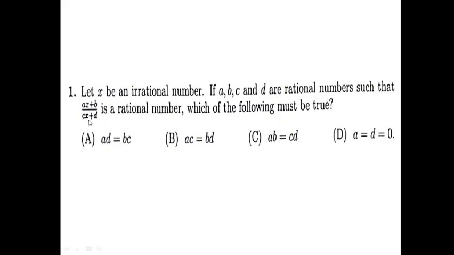So what we do here, we multiply both the numerator and denominator by the conjugate of the denominator, and then we'll get a rational number for sure. So starting from here, we see the solution.